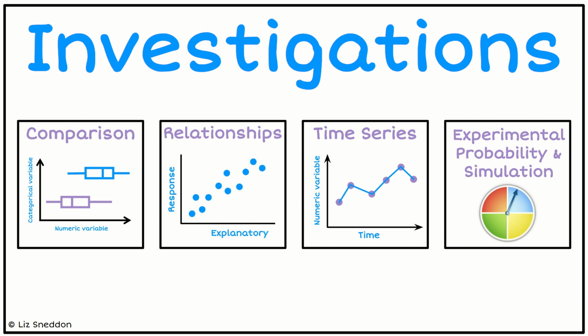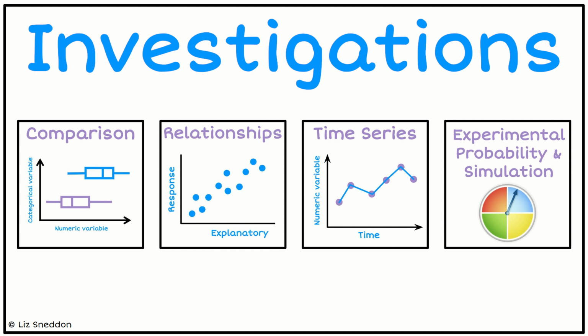There are 4 different kinds of investigations that we are going to be able to do. We've got our comparison investigations. That's when we're comparing 2 groups, so I need one numeric variable and one categorical variable. I might be looking at what's the difference in heights between adults and children. My 2 groups, adults and children, that's a categorical variable, and my heights is my numeric variable.